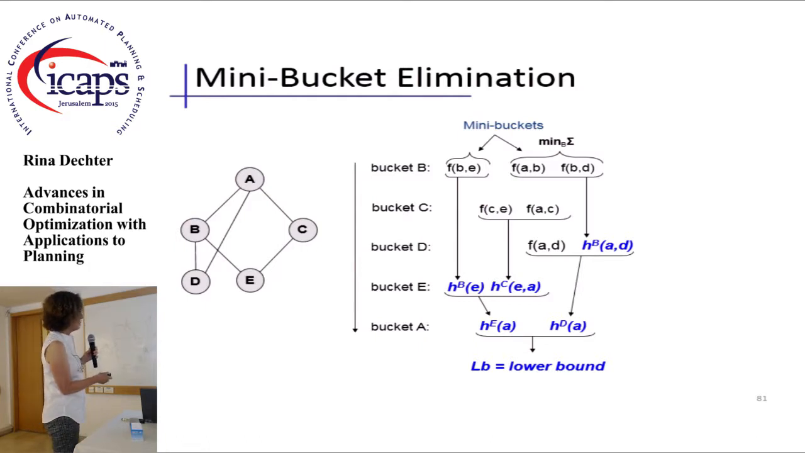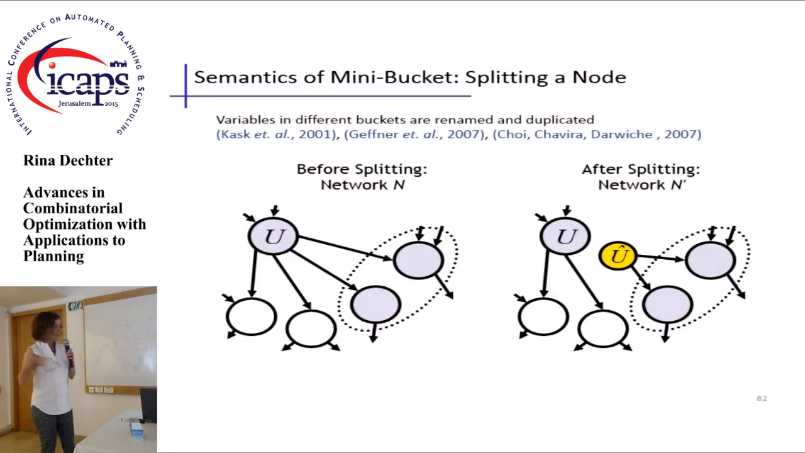And if the i-bound is large enough, we will not need to partition anymore. And when we are getting down, we only partition the top bucket, we are getting a lower bound on the optimal solution.